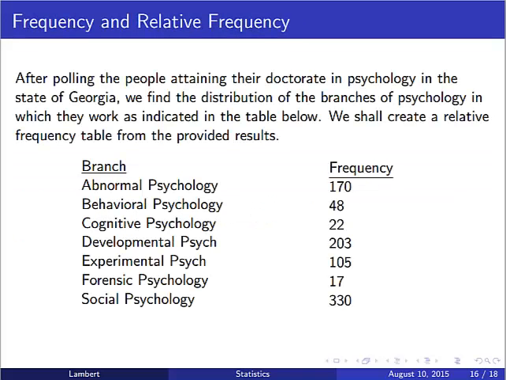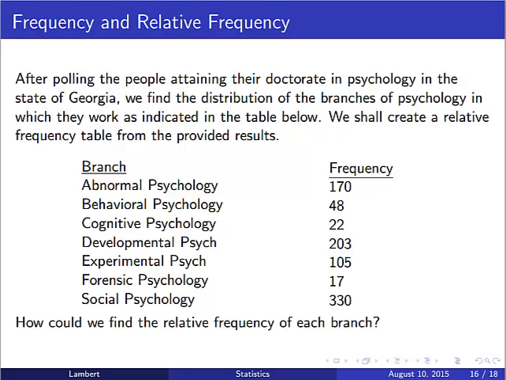So after polling the people attaining their doctorate in psychology in the state of Georgia, we find the distribution of the branches of psychology in which they work as indicated in the table below. We shall create a relative frequency table from the provided results. So let's say we have this information here. Abnormal psych has a frequency of 170, behavioral psychology has a frequency of 48, and so on and so forth on down the list, all the way to social psychology being 330.